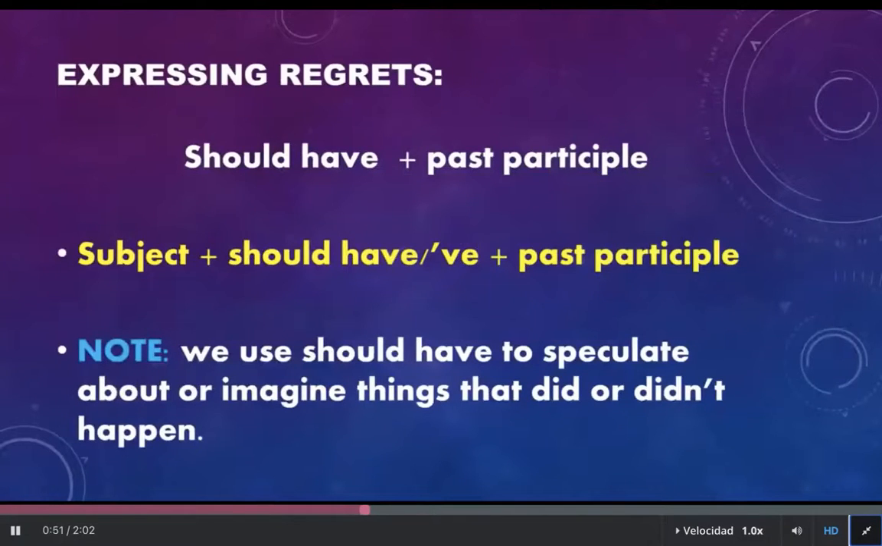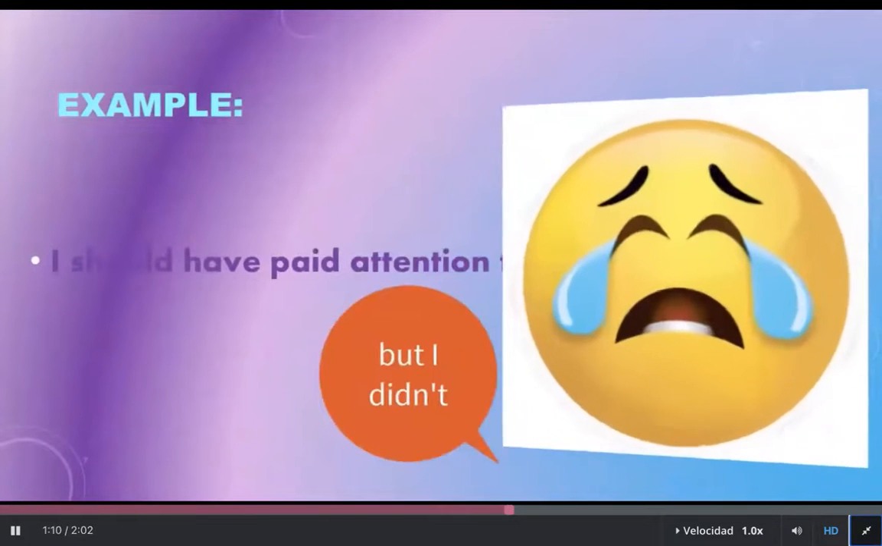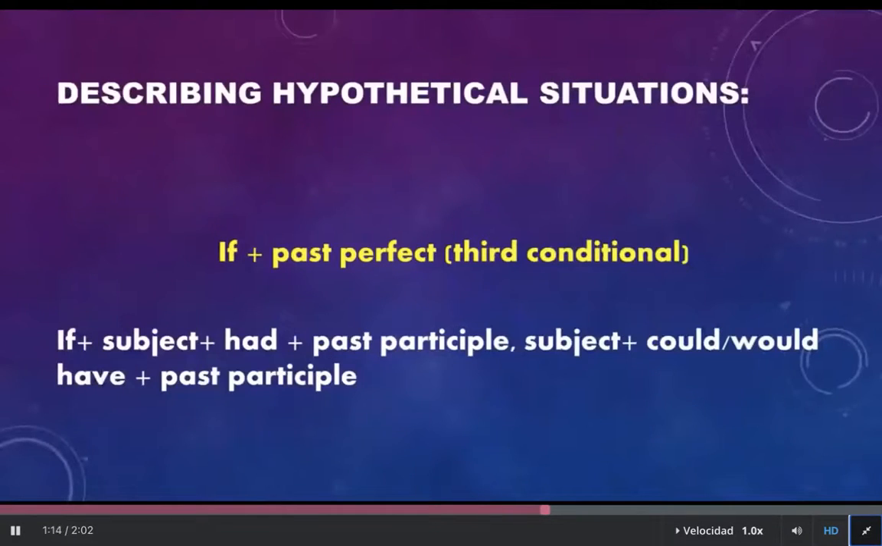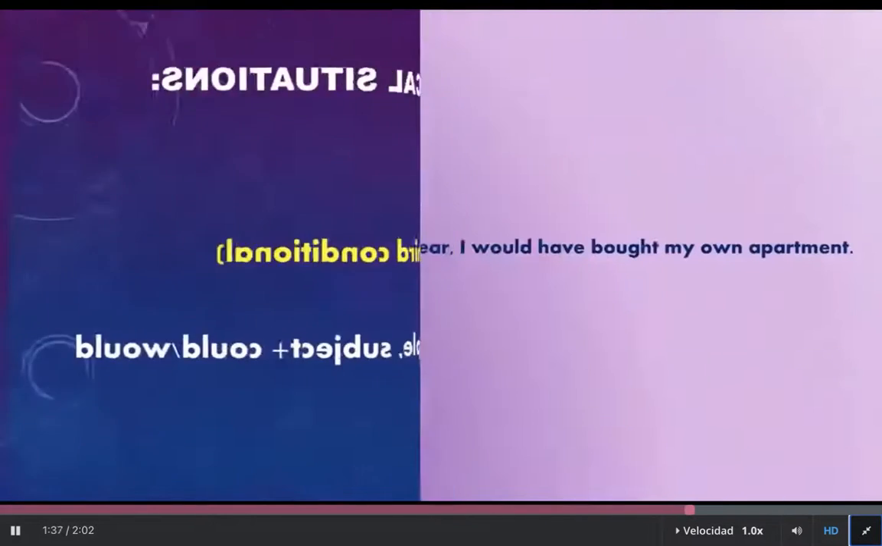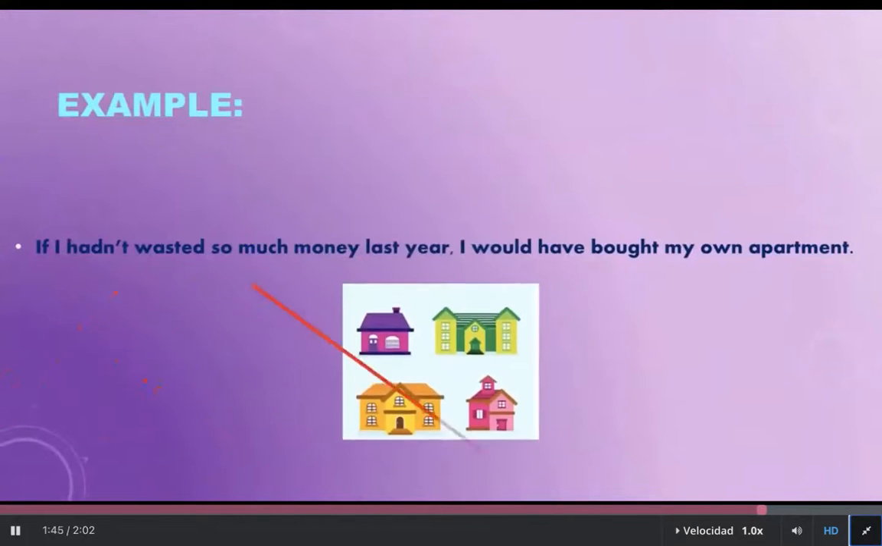When we want to express regrets, we need to follow the rule. Subject plus should have plus past participle. It's important for you to know that we use should have to speculate about or imagine things that did or didn't happen. For example, I should have paid attention to what I ate as a kid. When you want to describe a hypothetical situation, we need to use this rule. If plus subject plus had plus past participle, comma, subject plus could or would have plus past participle. Notice the use of could or would have shows what didn't happen. For example, if I hadn't wasted so much money last year, I would have bought my own apartment. In other words, I didn't buy the house because I had no money.